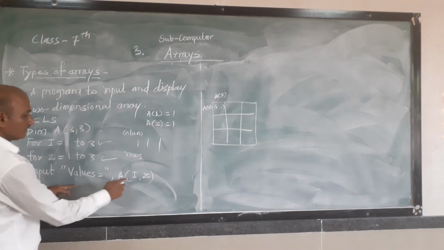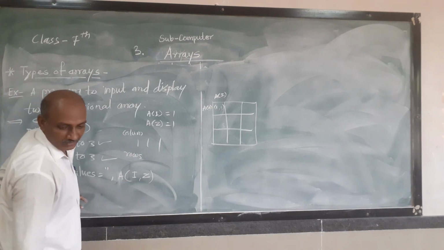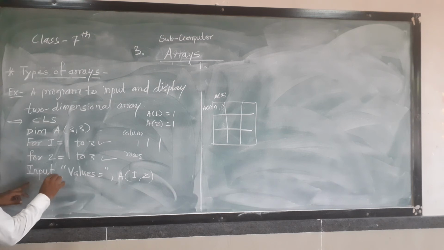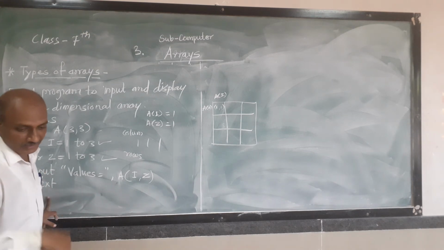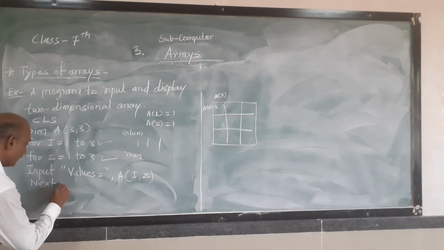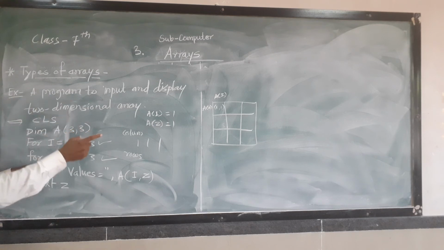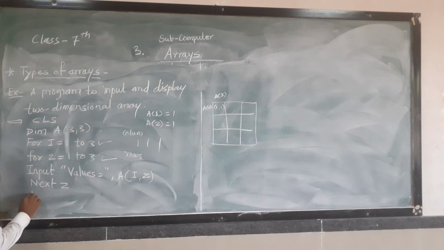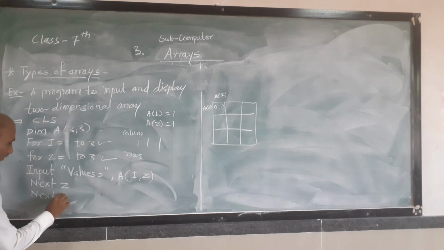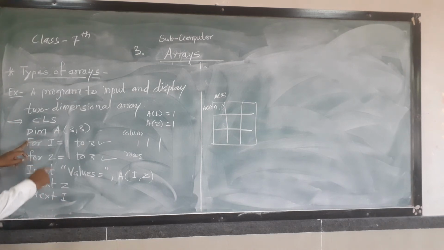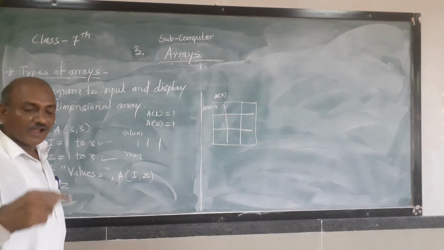Then INPUT values A(I, Z). In this way we can write and accept the values. Then we can move the values: NEXT Z, then NEXT I. First this loop moves next, and then NEXT I, again I is moving next. Okay. How it will be evaluated, I will show you.